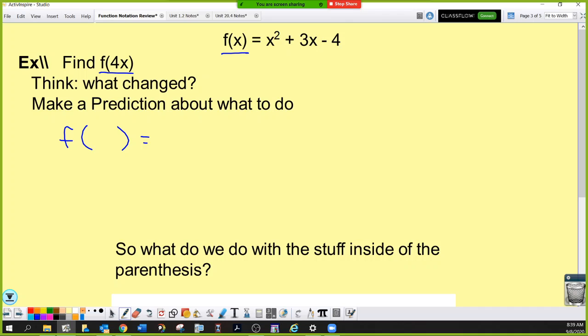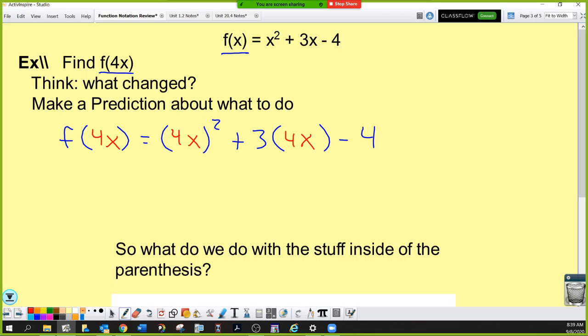On the last one, everywhere there was an x, I replaced it with a 3 on the left side. So I replaced the x's with the 3 on the right side. I did that with parentheses. So what I'm going to do for this one is everywhere there used to be an x, I'm just going to go ahead and open up a set of parentheses. And if I fill those parentheses with a 4x on the left, you need to fill the parentheses with a 4x on the right.